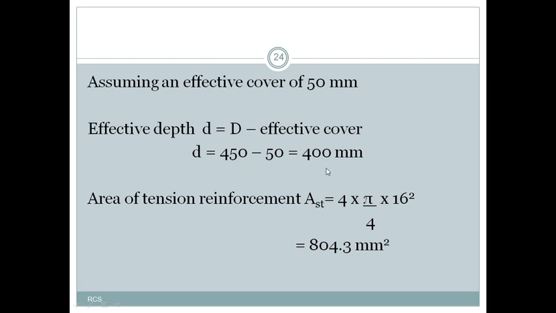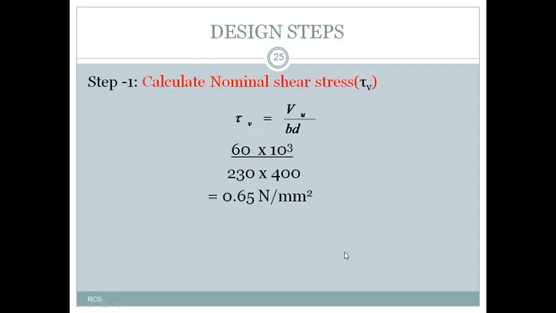From that, 400 mm will be your effective depth. And we have to calculate the area of tension reinforcement. The area of tension reinforcement given in the problem is 4 bars of 16 mm diameter. So AST equal to 4 multiplied by pi by 4 into 16 square. From that we will get AST, that is 804.3 mm square.